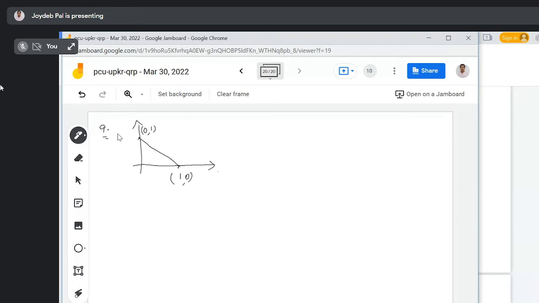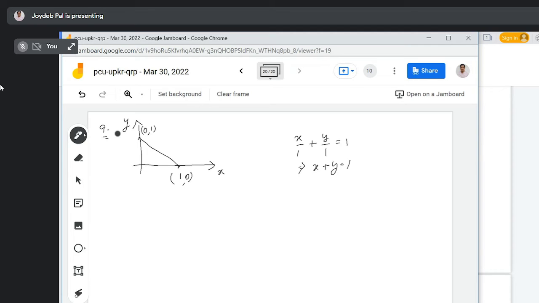Do you remember intercept form? Yes, sir. Both the x-axis intercept and the y-axis intercept are 1. So the equation of the straight line will be x by 1 plus y by 1 is equal to 1. Right? So simply x plus y is equal to 1.